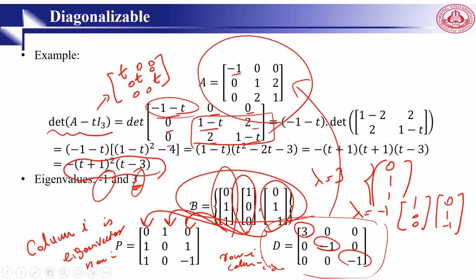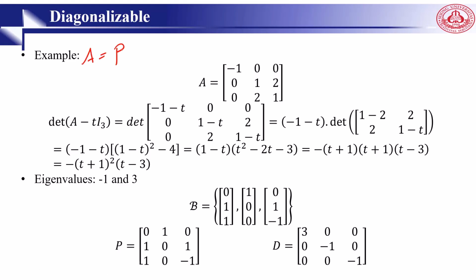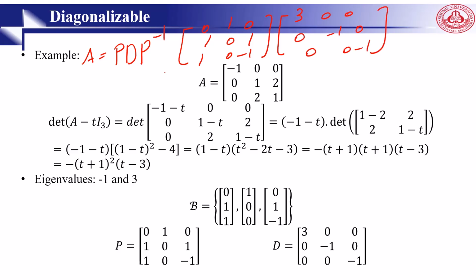First, we check whether it is diagonalizable or not. If yes, then we can find it in this way. If you want to check whether it's okay or not, we should do something like this: A equals P D P inverse, right? So what is P? P is this one: 0, 1, 0, 1, 0, 1, 1, 0, minus 1. Multiply D: 3, 0, 0, 0, minus 1, 0, and 0, 0, minus 1. If you do matrix multiplication, the result will be something like 0, minus 1, 0, 3, 0, minus 1, and 3, 0, minus 1.